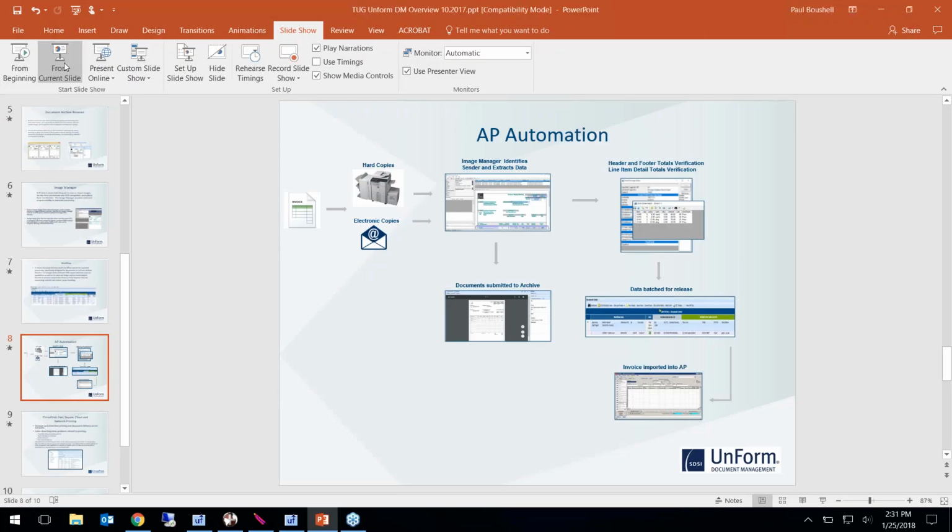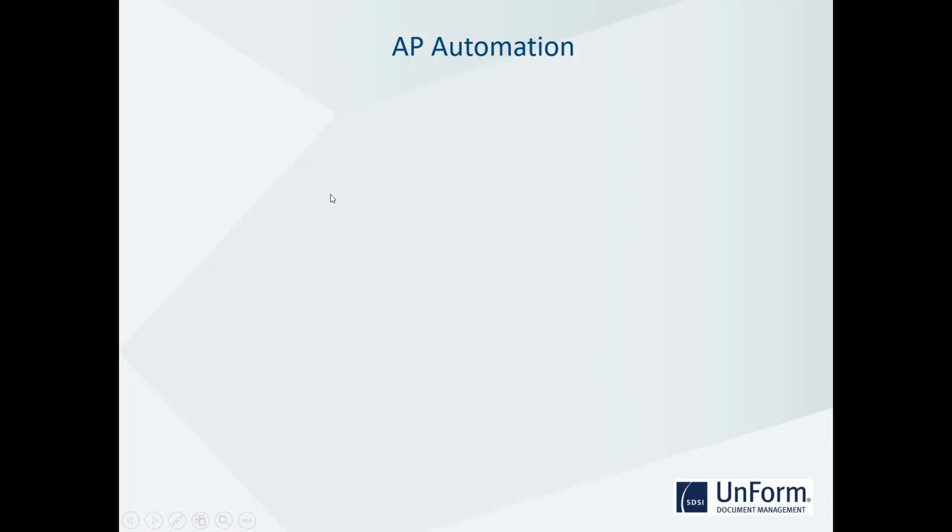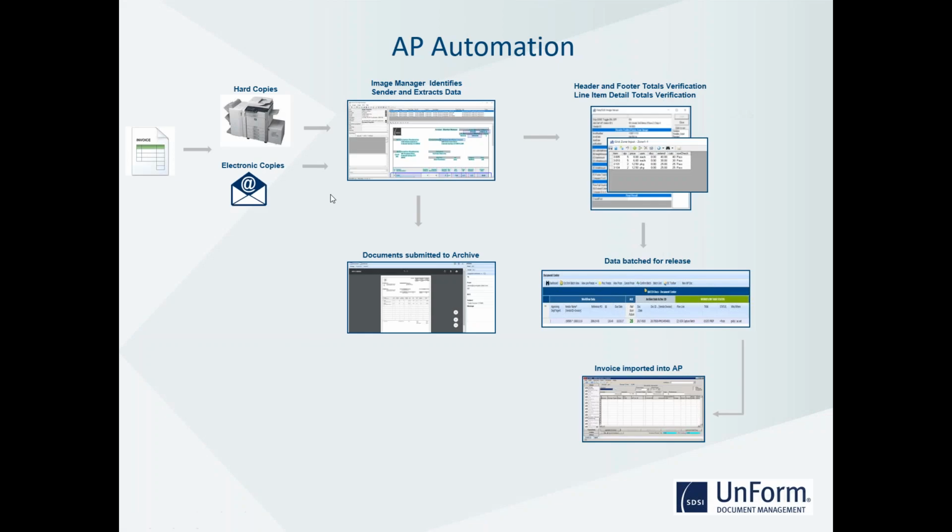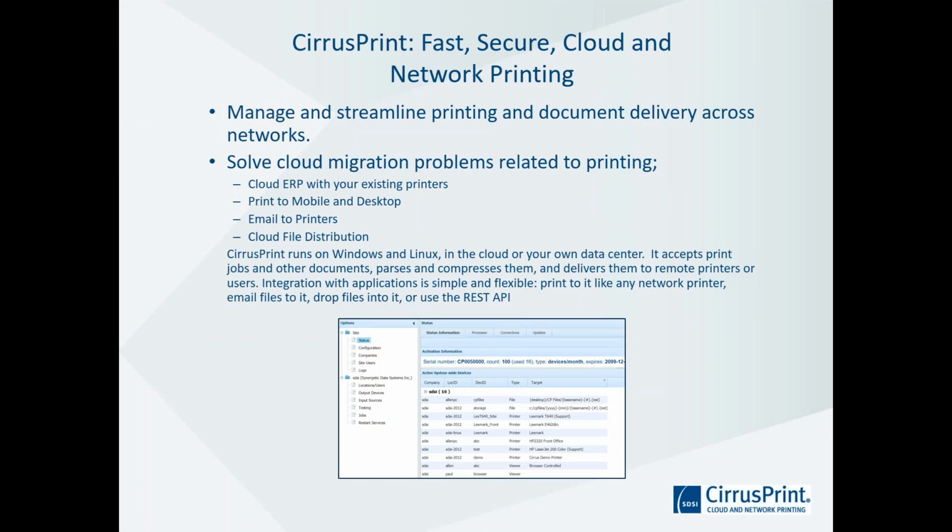So again, that's the AP automation piece and kind of how we approach it. And then one of the last things I wanted to step through is our Cirrus Print application.